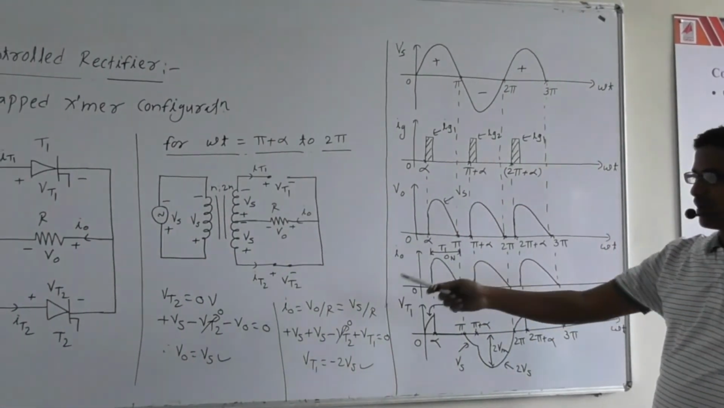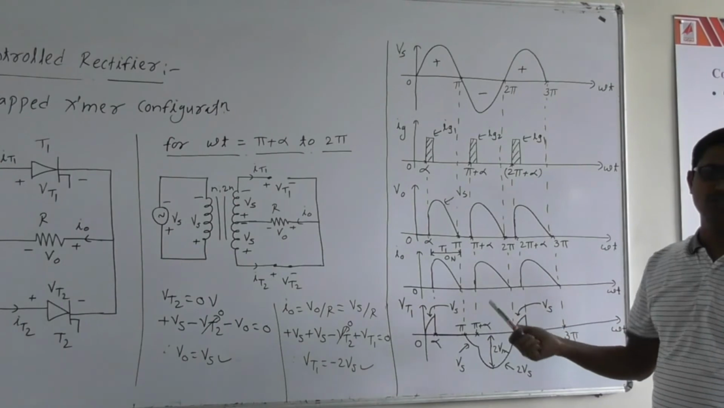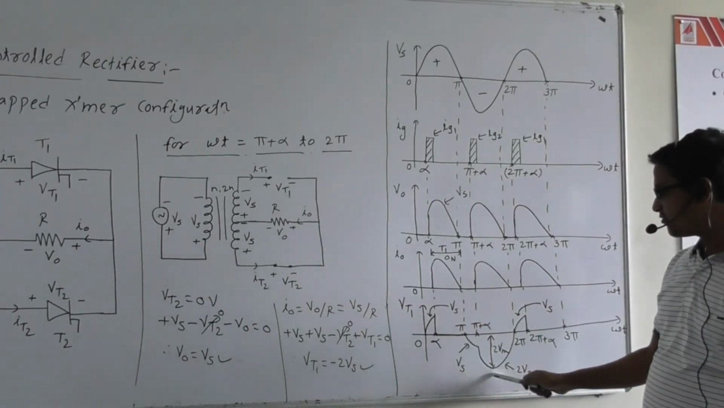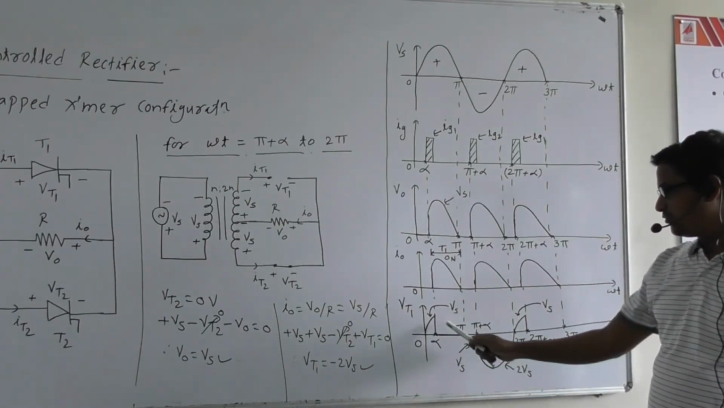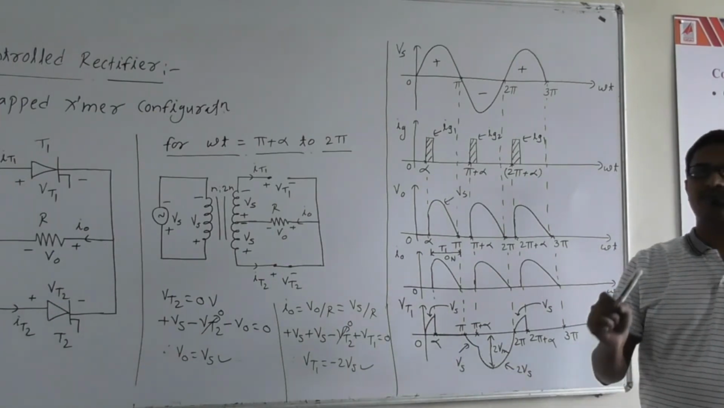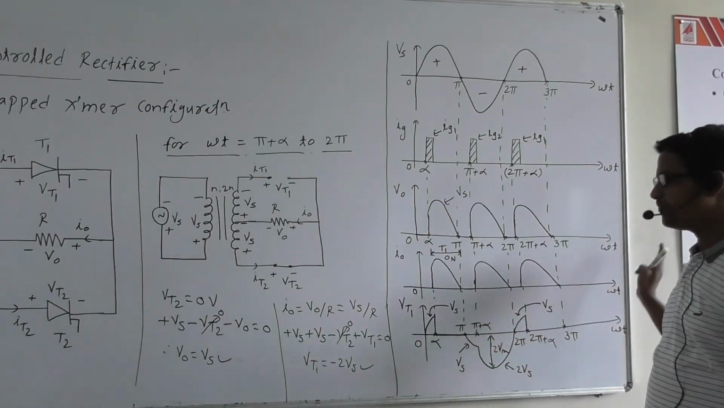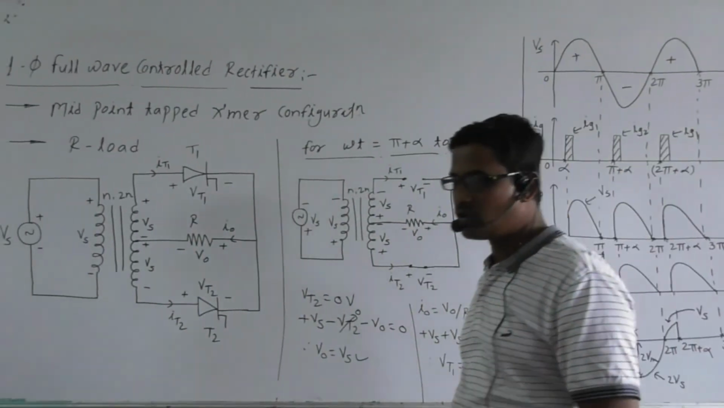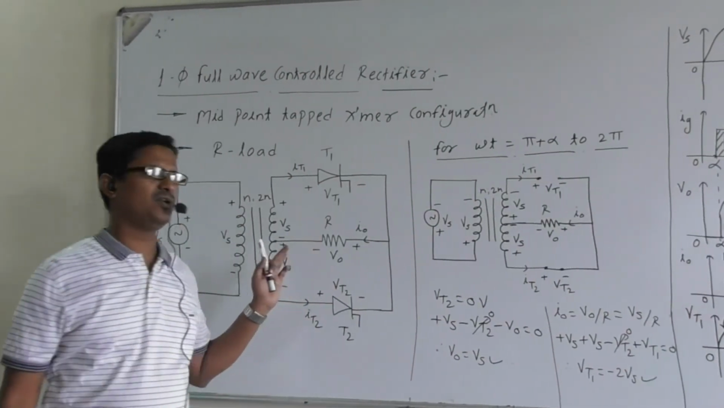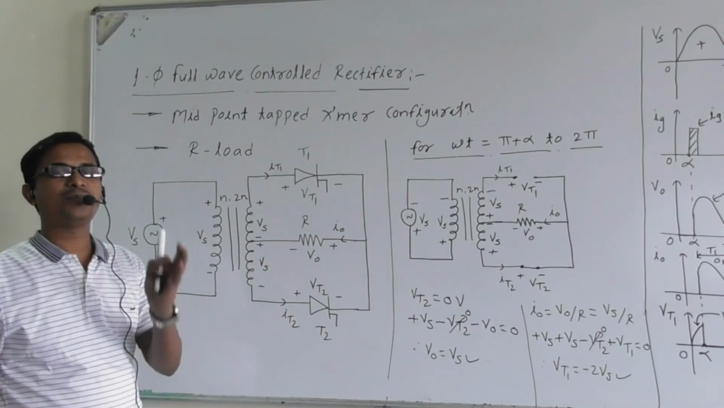Okay, so from pi plus alpha to 2 pi, what is V0? V0 is Vs. What is I0? Yes, it is in phase with V0 because the load is purely resistive. And what is Vt1? Be careful, Vt1 is 2 times the supply voltage. Means at pi plus alpha, the Vt1 will suddenly increase to 2 times the supply voltage. Is this clear? Okay. And after 2 pi, the same cycle goes on repeating. Right? So this is about the discussion on operation of single phase full wave controlled rectifier, center tapped transformer configuration, with the purely resistive load.